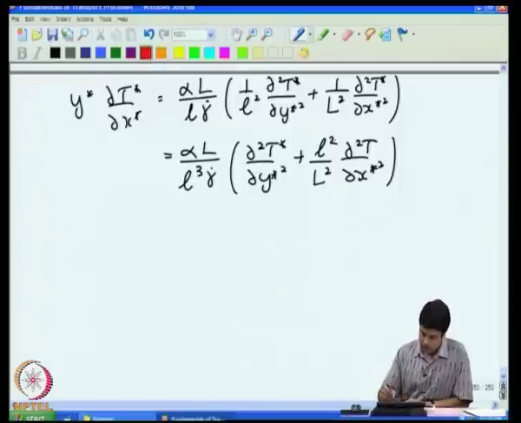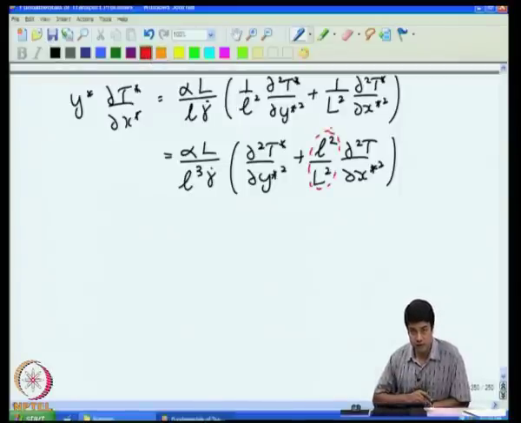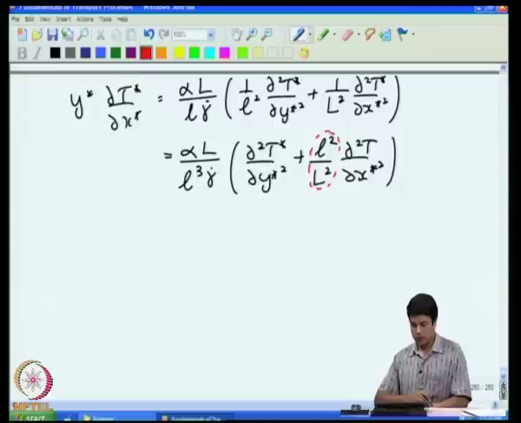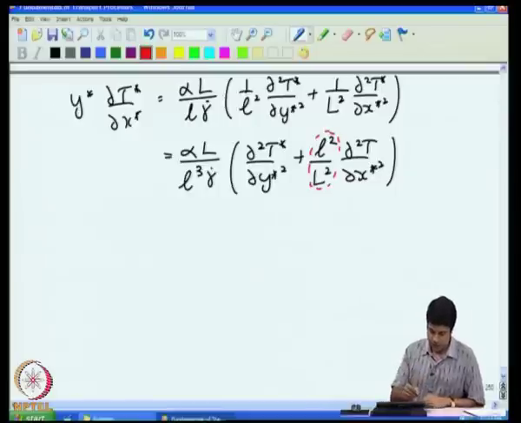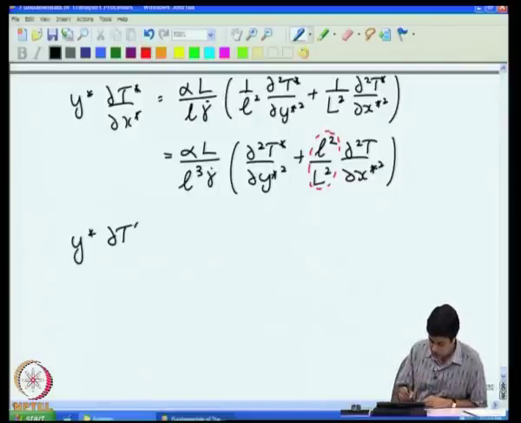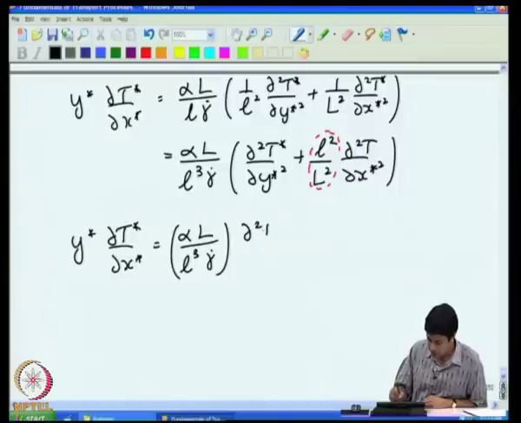Note that this is a small number, because I postulated that small l is small compared to capital L. Therefore, I can neglect streamwise diffusion in comparison to cross stream diffusion. And if I do that, what I will get is that y star partial T by partial x star is equal to alpha L by gamma dot l cubed partial square T by partial y star square.